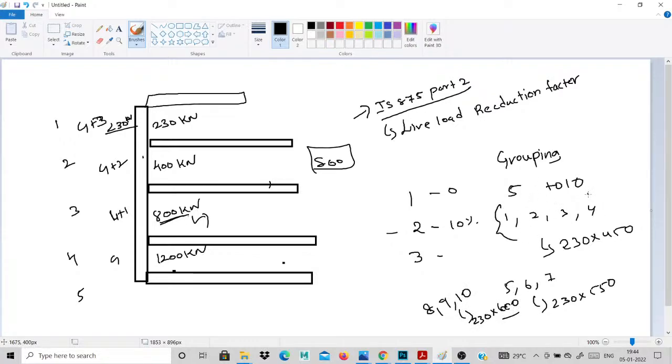You group these 1, 2, 3, 4. The four columns are the same size, so I simply provided this as group 1. 5, 6, 7 is provided as group 2, as the size is the same. The 8, 9, 10 is group 3, for the same sizes, 230 by 600. This is the main grouping for your columns.